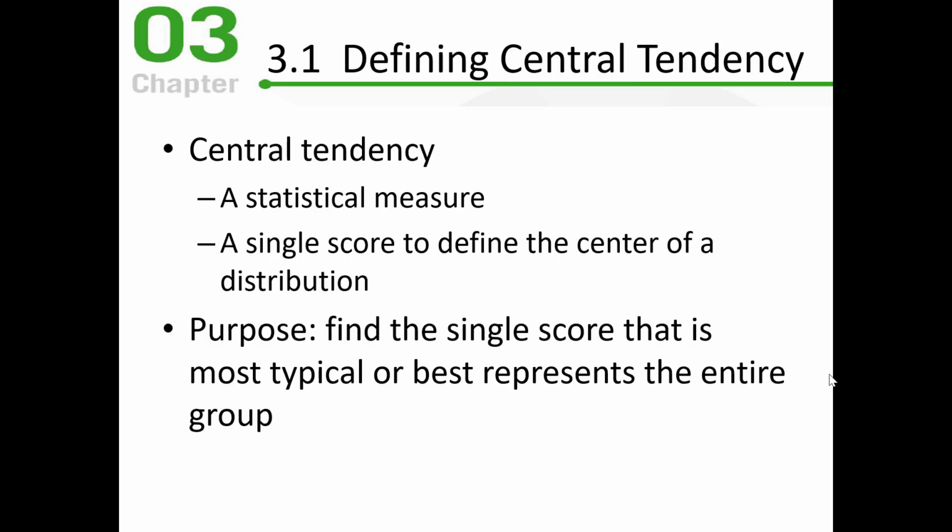Since this section is all about measures of central tendency, it's important to start off by defining exactly what central tendency is. First and foremost, central tendency is a type of statistical measure. It represents a single score to define the center of a group of scores or items in a distribution. So why do we need a measure of central tendency? Well, the measure of central tendency determines a single score that is the most typical or best representation of the entire group. It is important to note that there are multiple ways to determine the most efficient measure of central tendency, which we will discover throughout the course of this lecture.